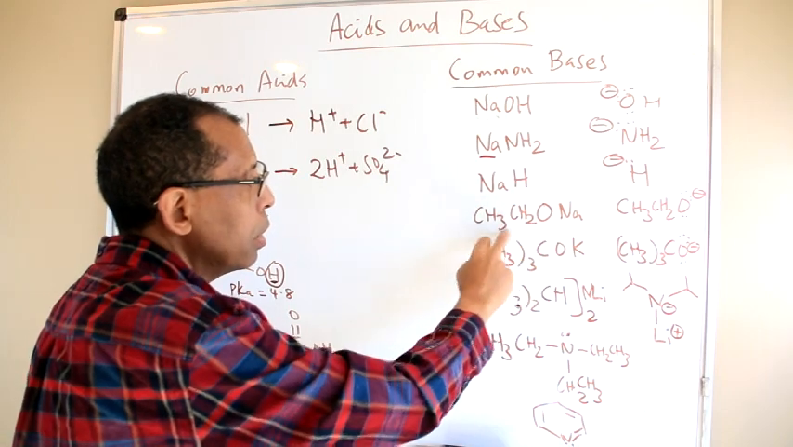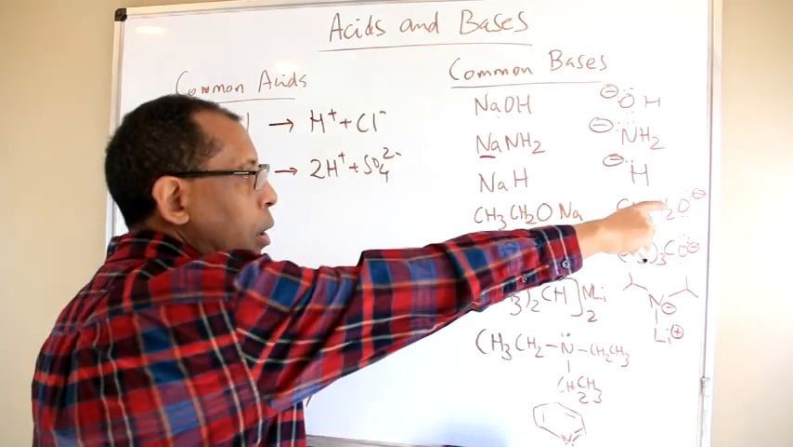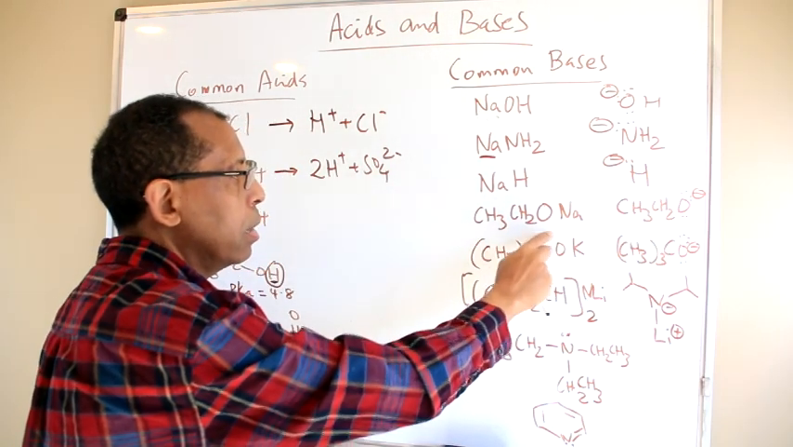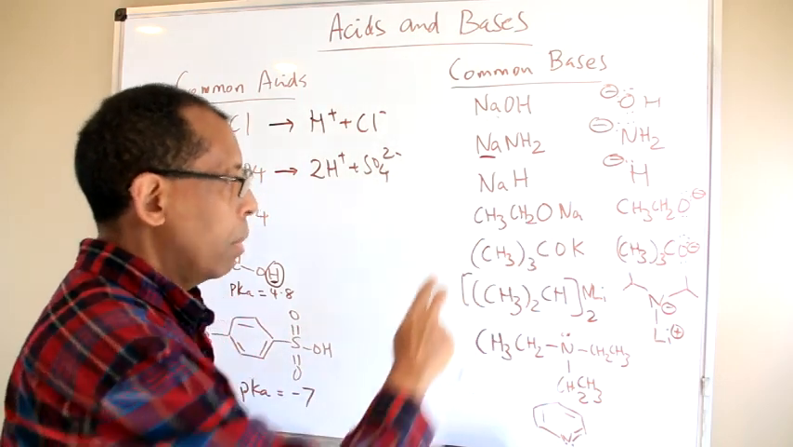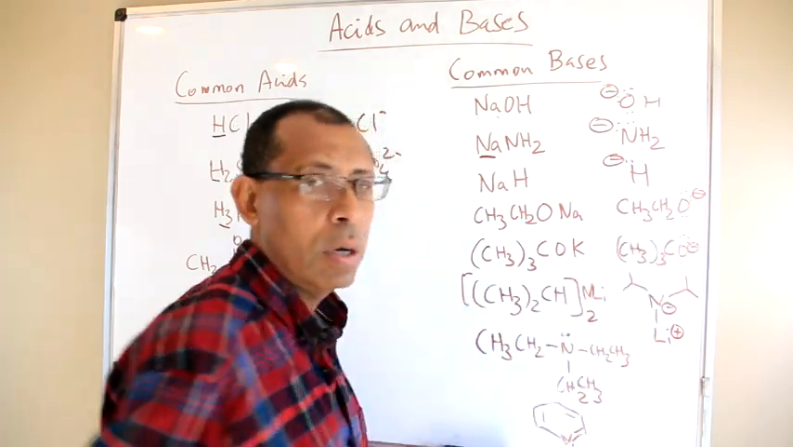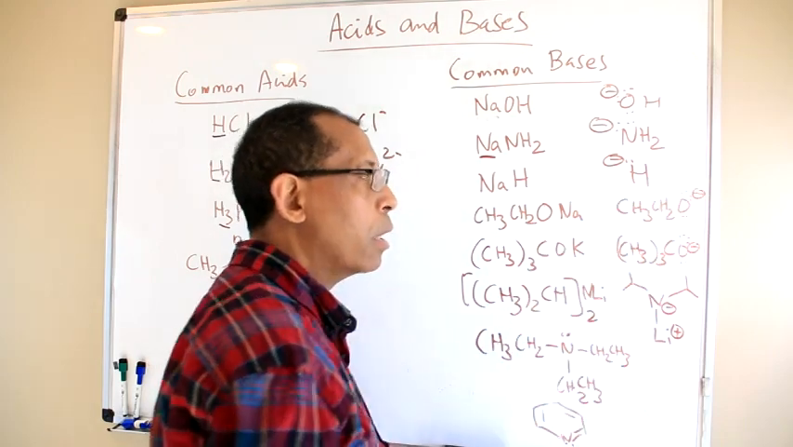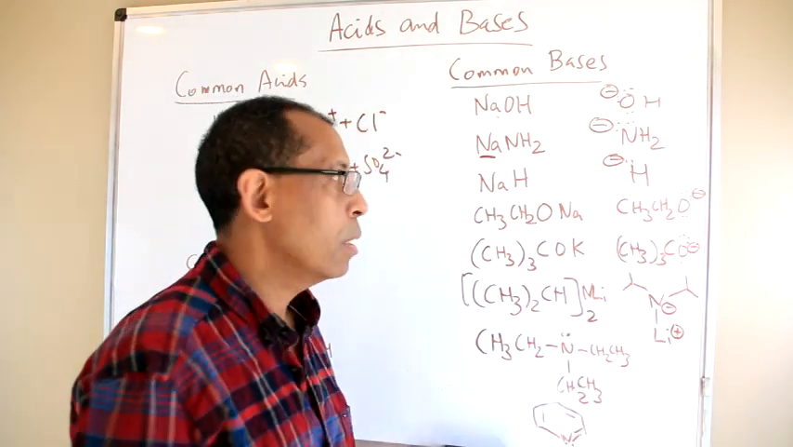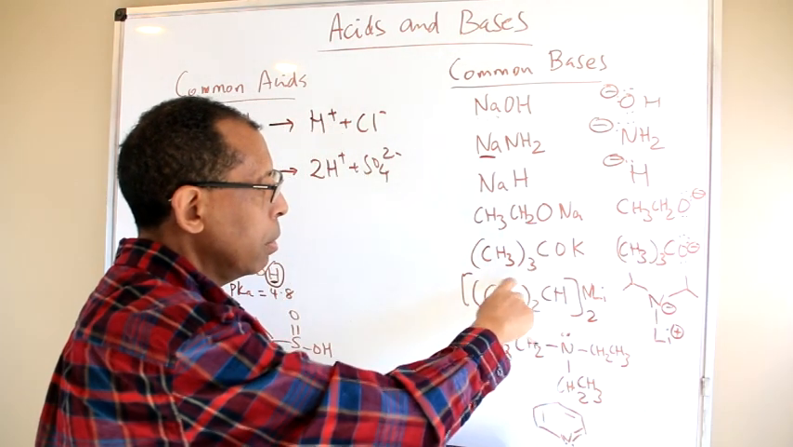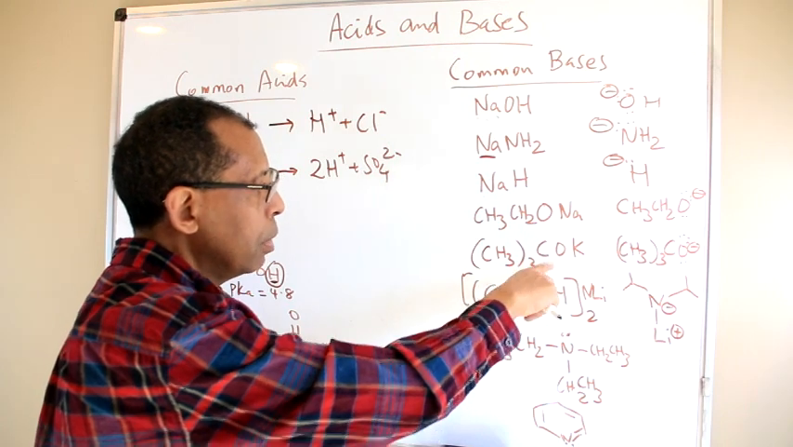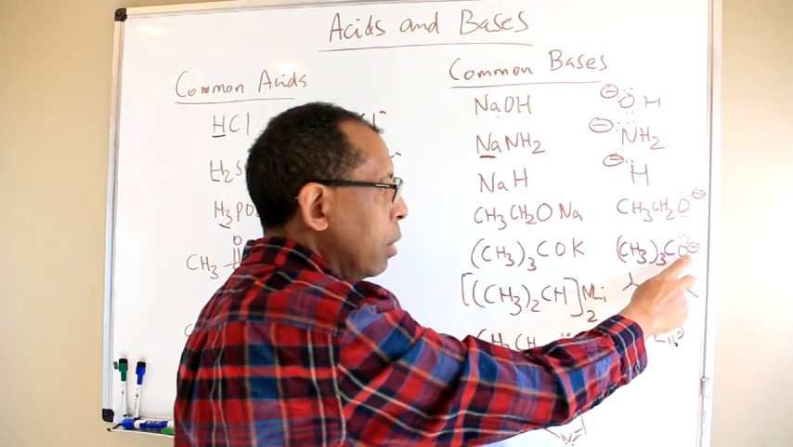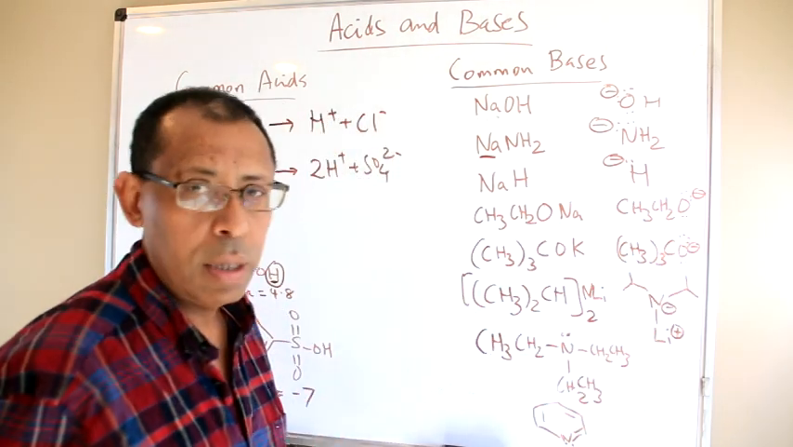Here, if you look, it is a base where the negative charge is on oxygen. This is called sodium ethoxide, and the ethoxide anion has a negative charge on it. So the oxygen is carrying the negative charge, which makes it a very strong base. Here, if you look, tertiary butoxide, which is an ethoxide type, has the oxygen carrying the negative charge, and it is still a base.